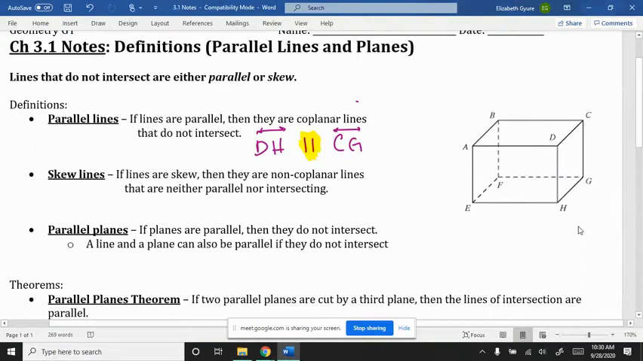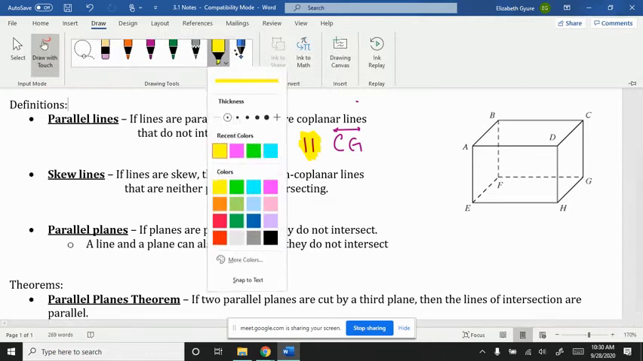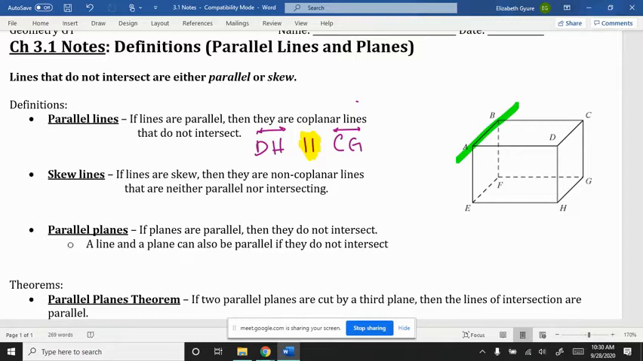Skew lines. If lines are skew, then they are non-coplanar lines that are neither parallel nor intersecting. So this time with skew lines, they cannot be on the same plane, they will not be parallel, and they will not intersect. So I'm going to give you one example and then see if you guys can identify any more. So one example of skew lines would be line AB with line EH.